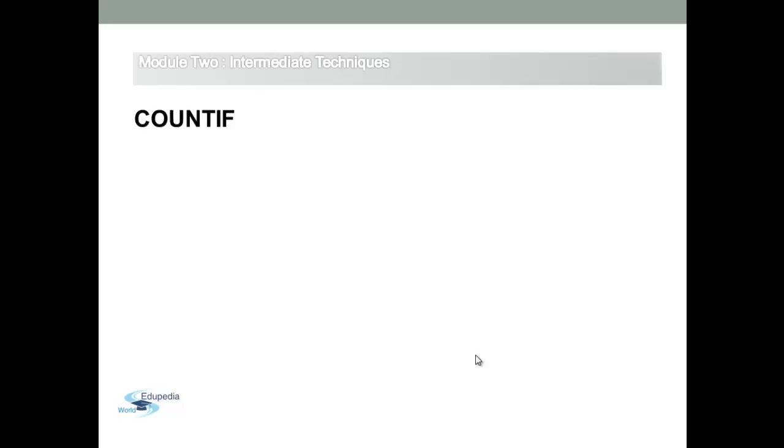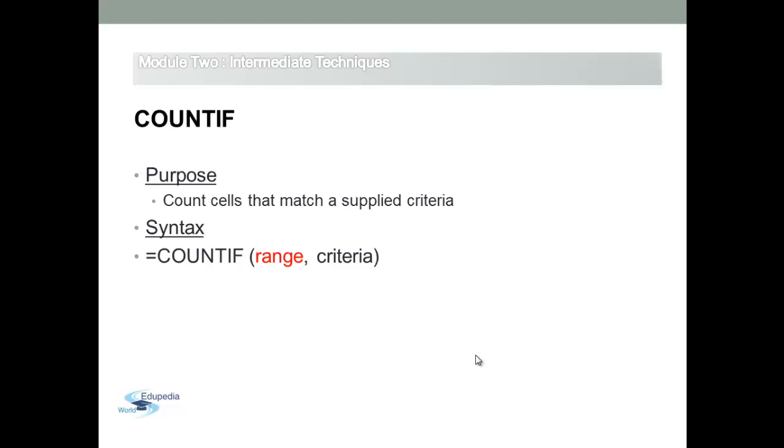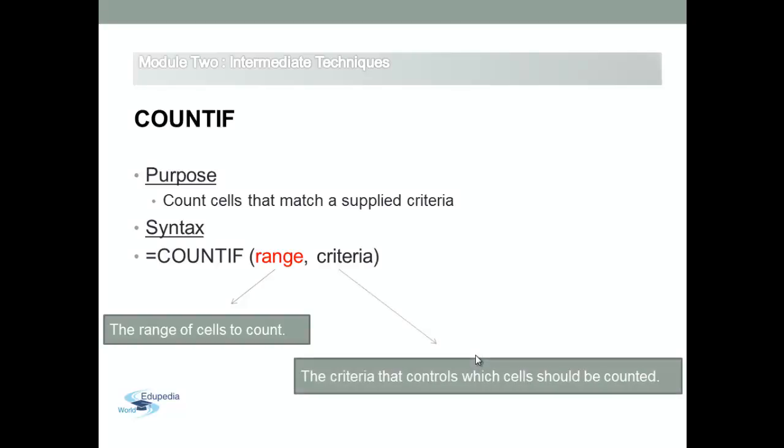Now let's get further involved in the CountIf function, whose purpose is to count the number of cells that match a supplied criteria. Its syntax is equal CountIf open bracket the range, comma, criteria, then close brackets. So you need to provide CountIf with two parameters. First, the range from which the function will count cells. Second, the criteria by which your test is done on each cell.